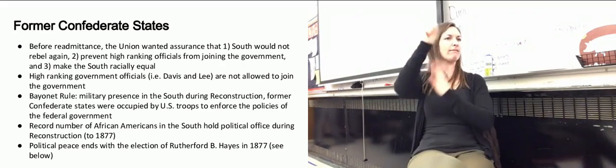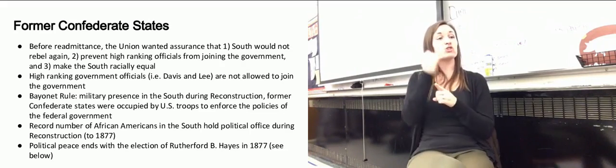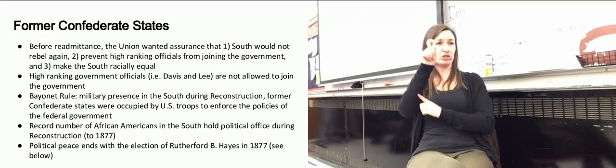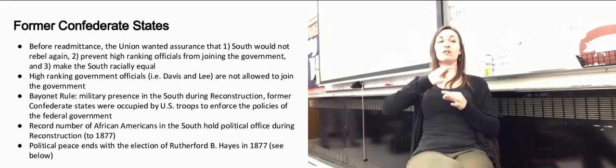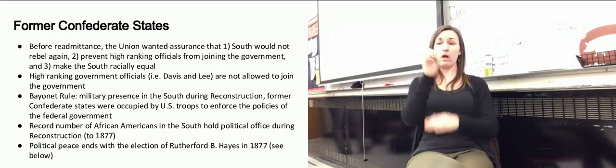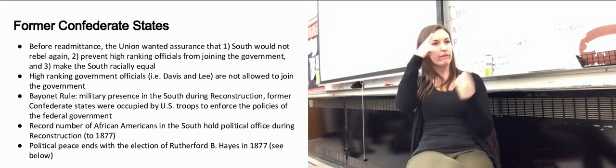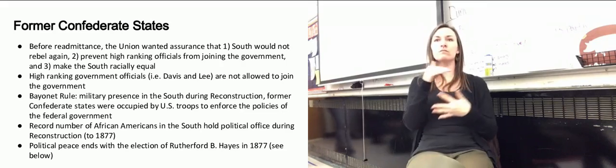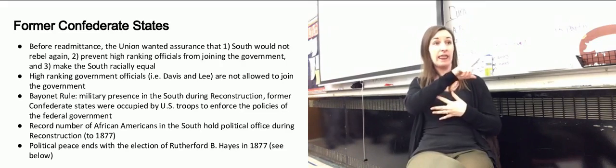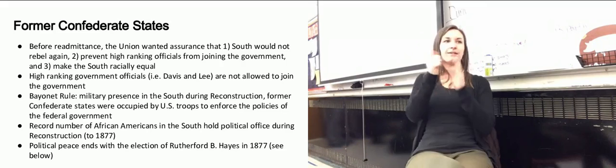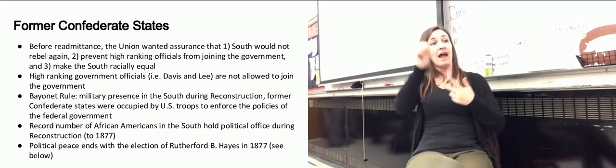So what they decided to do, if you will star the first bullet, that's what they decided to do. Basically, number 1, they said the South can't rebel again, so you had to sign loyalty oaths. Number 2, high-ranking officials such as Jefferson Davis and Robert E. Lee would not be allowed in politics. And number 3, the South must remain racially equal, which we're going to attempt to do.